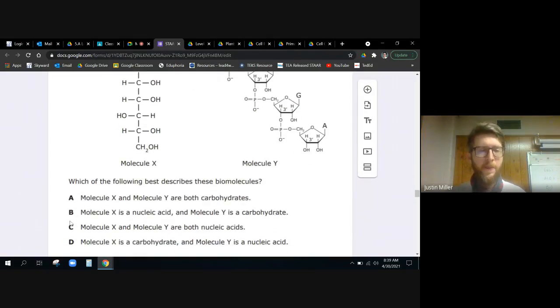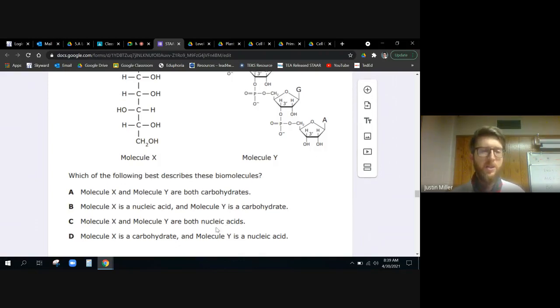So both C and D say that molecule Y is a nucleic acid, but C says molecule X and Y are both nucleic acids. That's not true. So it must be D. Molecule X is a carbohydrate and molecule Y is a nucleic acid.